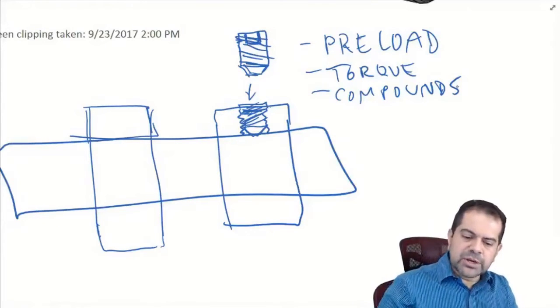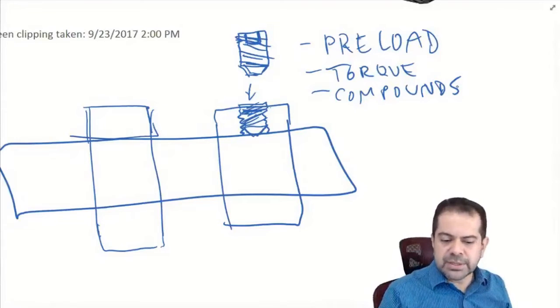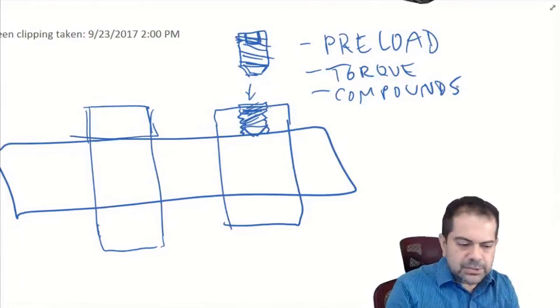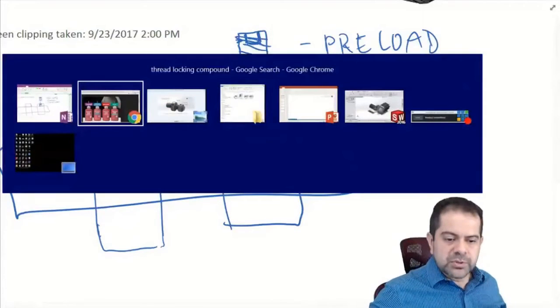We have torque and we have the chemical compound approach. There are also mechanical approaches to making sure that a screw won't come off. One that comes to mind, actually, sometimes it's best to just do a search.